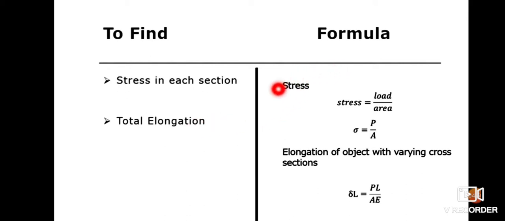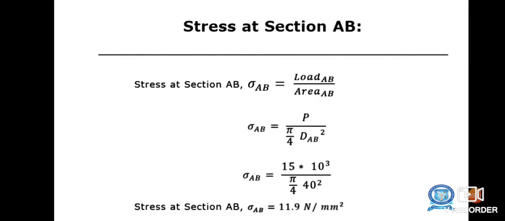So the formula used: stress equals load by area, sigma is equal to P by A, and the unit is Newton per millimeter square. Next we find the elongation. The elongation formula is delta L equals PL by AE, and the unit is millimeter.